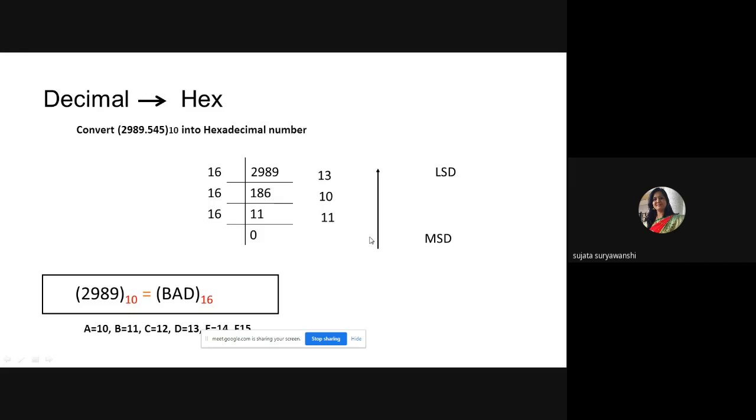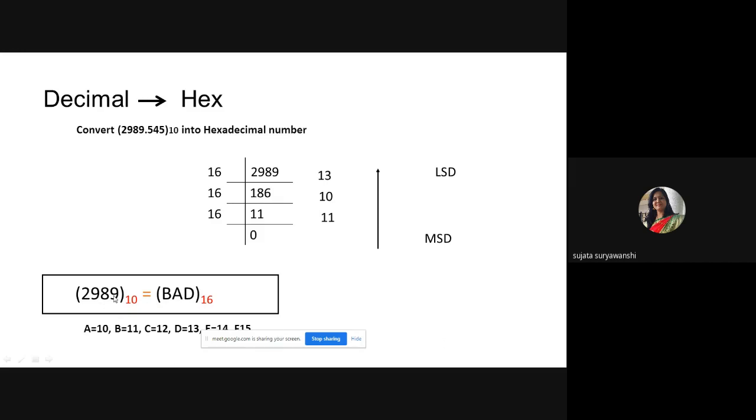After that, the remainders I'm getting, I need to write down in the reverse order. But first of all, you need to convert them into the hex equivalent. So 11, don't write 11 as it is. 11 is represented by B, then 10 is represented by A, and 13 is represented by D. So first of all, you need to convert it into the equivalent hex digit, and then write it down in brackets and then write down the base.